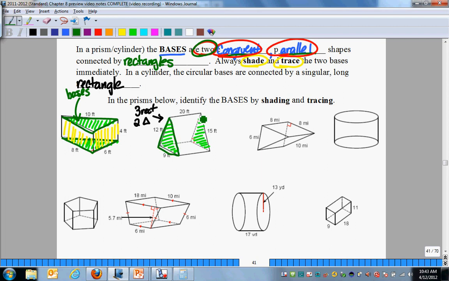So these are the bases here, connected by what's called the faces, which are the rectangles. So these are the bases. And then the rectangles that connect them are called a face. I'd like you to pause the video and attempt to identify, shade and trace the 2 bases in the rest of the prisms and cylinders. Go.